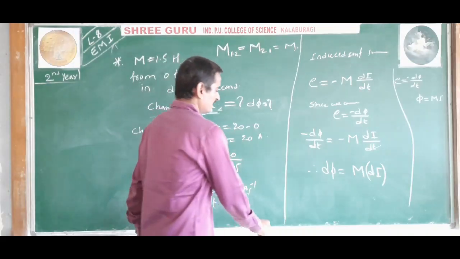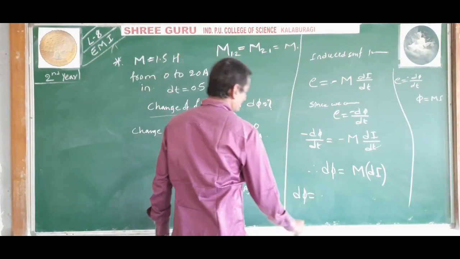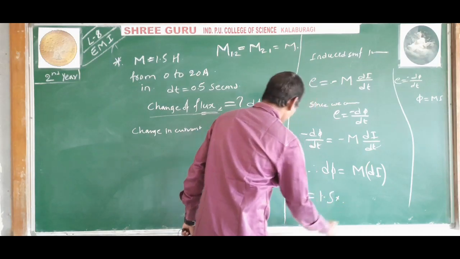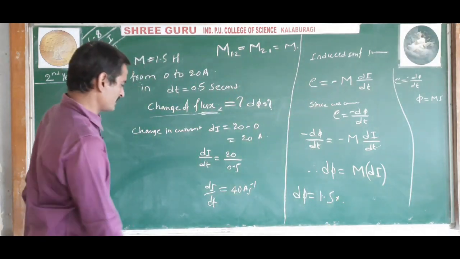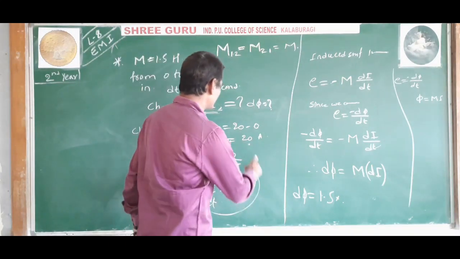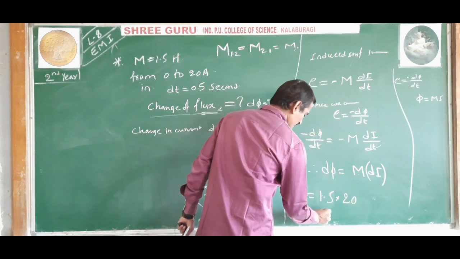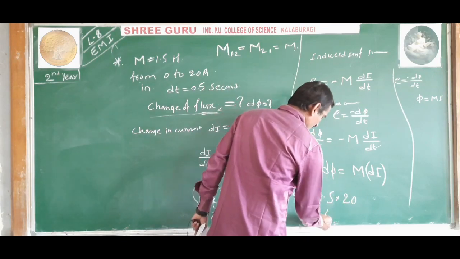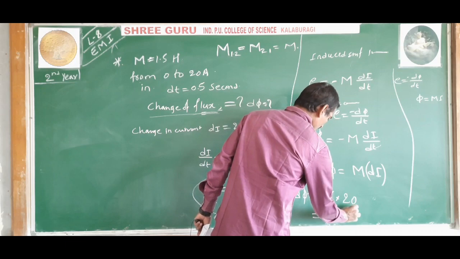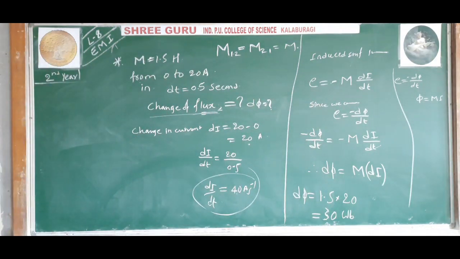So therefore d phi is equal to M. M is given as 1.5, and we do not need di by dt, only di. So di, the change in current, is 20. So 20 into 1.5 will become 30. Okay, so 30 Weber. That is the answer.